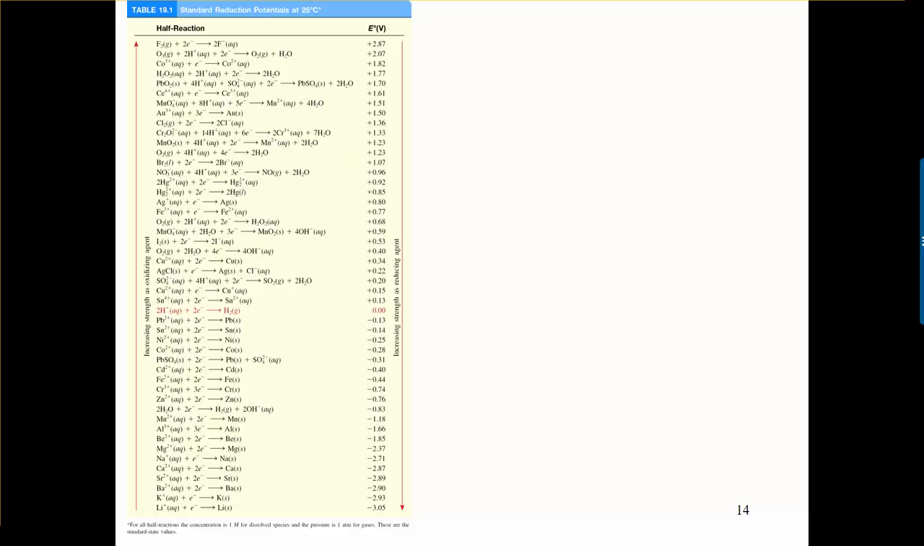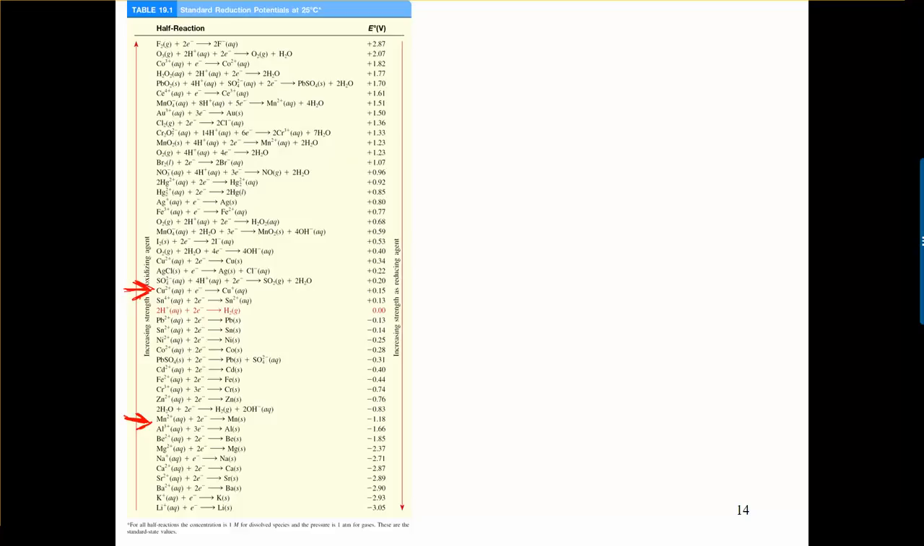All right, so if I take, let's say, manganese, and I react it with copper, who will be oxidized and who will be reduced? Manganese will become oxidized and copper will become reduced.